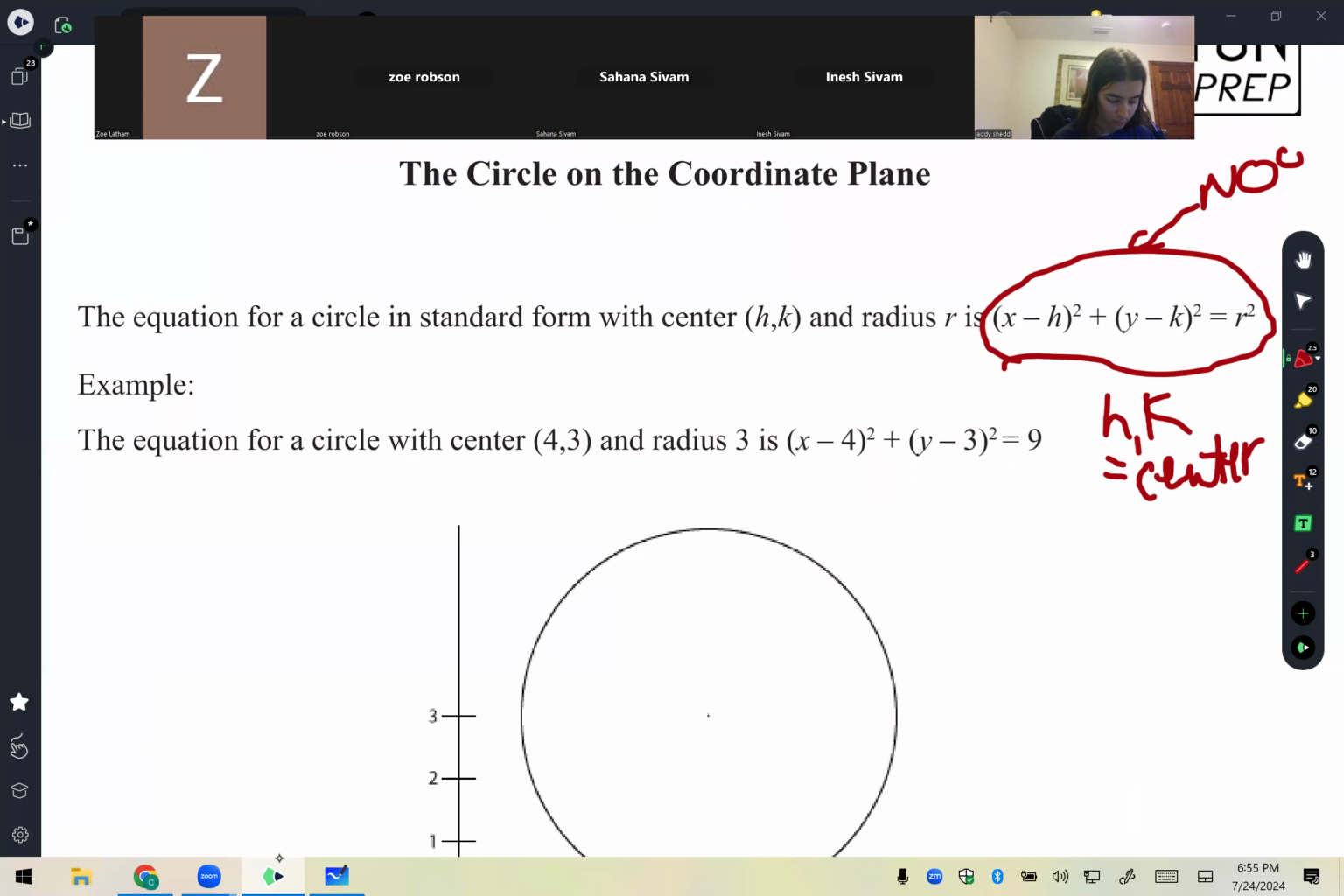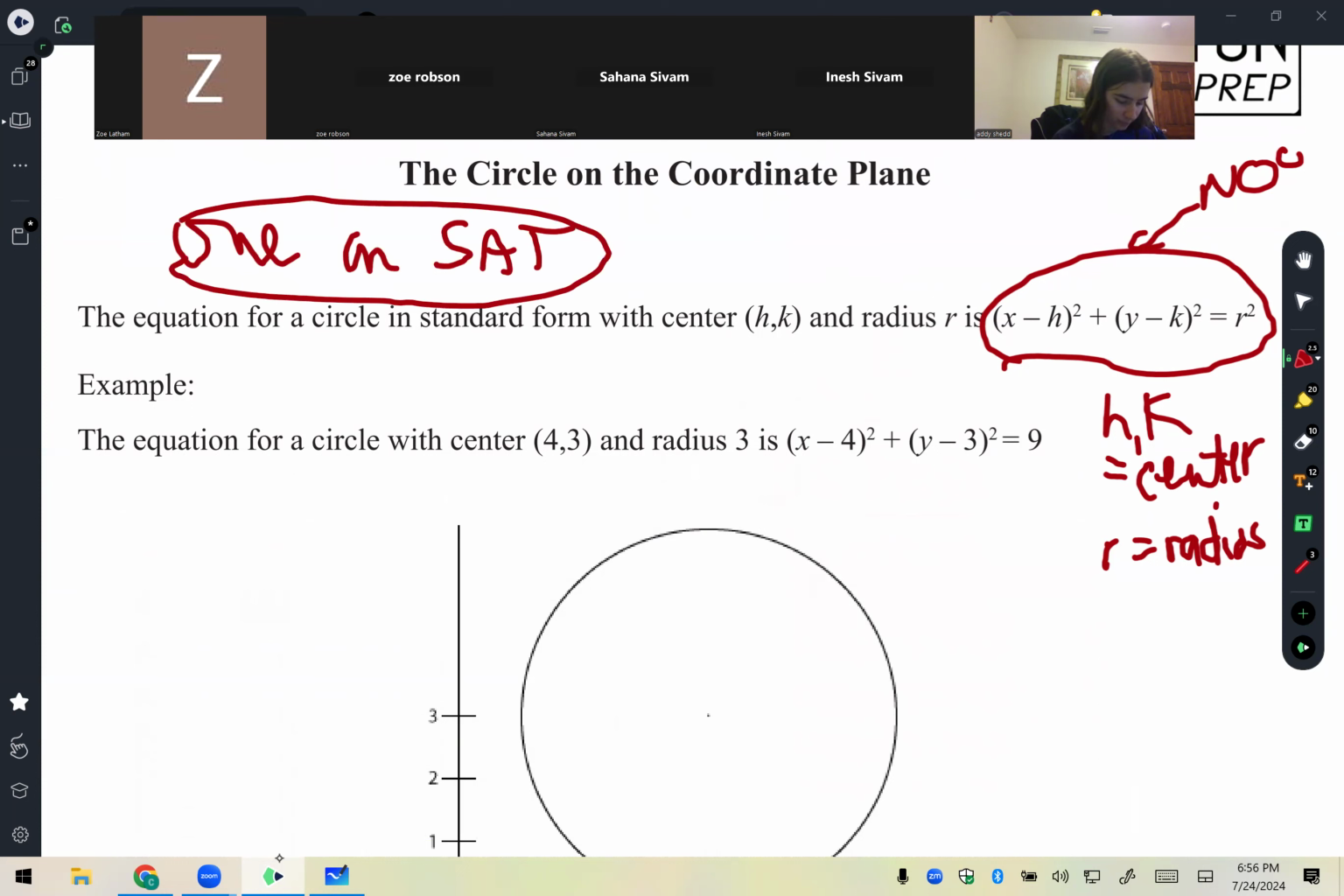Zoe Robson, have you ever seen this? R is the radius. So we're going to try to conquer this and then we're done with math. This is on every SAT. They put one of these, one on every SAT. I don't know about the ACT, but the ACT is harder because they might give you an ellipse. Sometimes they ask you to find the foci of an ellipse.